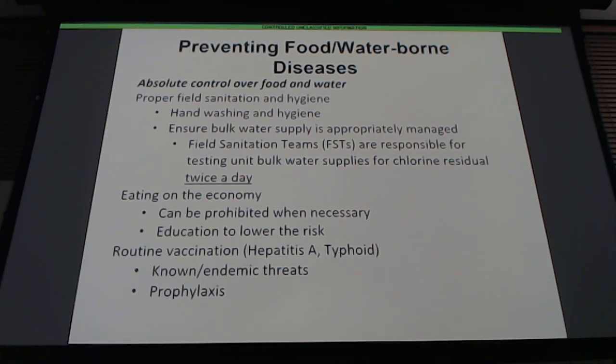Eating on the economy here can be prohibited when necessary. That is dependent on your higher headquarters, whether they will or will not allow you to eat on the economy. And that depends on where you are and what you do. And then, education to lower the risk. A lot of times when we travel abroad, they tell us to go to higher end places because they know the higher end places have better hygiene, even though it's going to cost more money. And that's more so for your safety overall. And then routine vaccinations. If we can vaccinate folks, let's make sure that they're completely vaccinated before they go wherever they're going to go. Because that will be much better prevention than what we're doing.